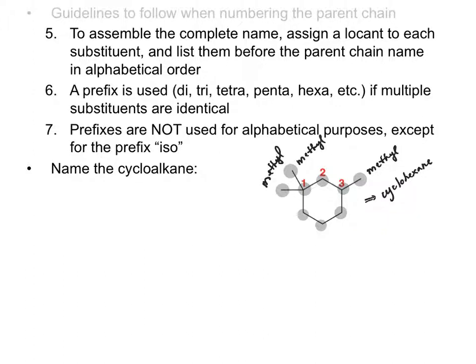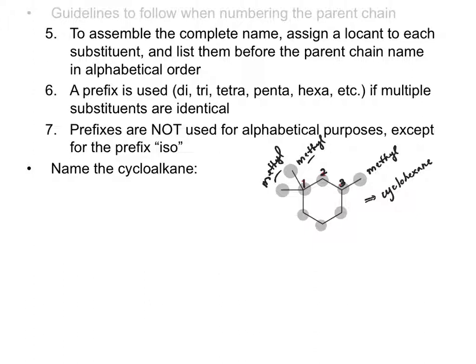We're then going to begin numbering our parent. Again, we get to start wherever we want with respect to this ring, but I want to give my substituents the lowest number possible. If I start here at 1, 2, 3, then both of these methyls get the 1 position, as opposed to starting here, 1, 2, 3, where I'd have this at the 1, but these would both be at the 3. So this is the correct numbering.